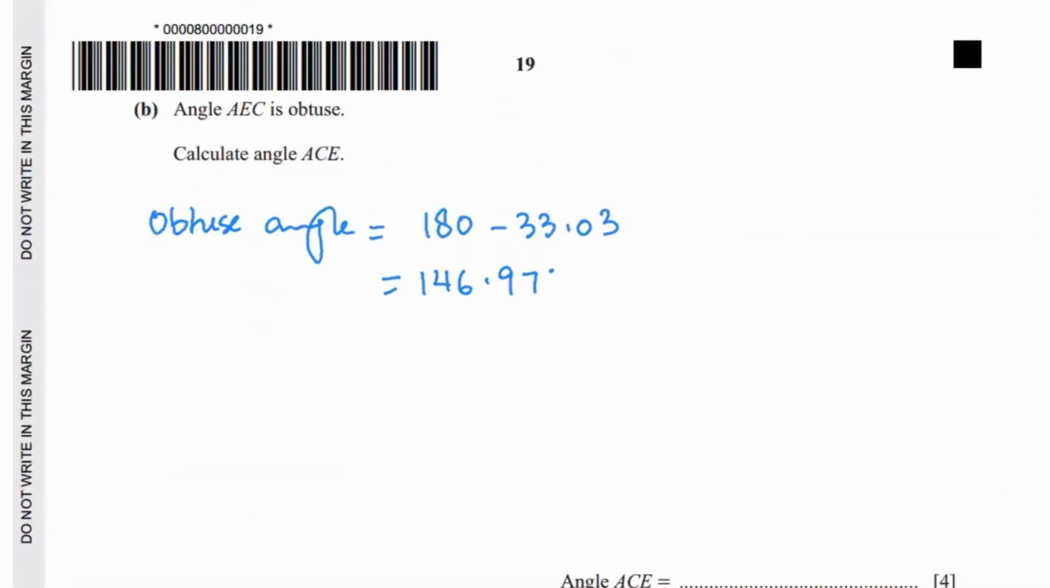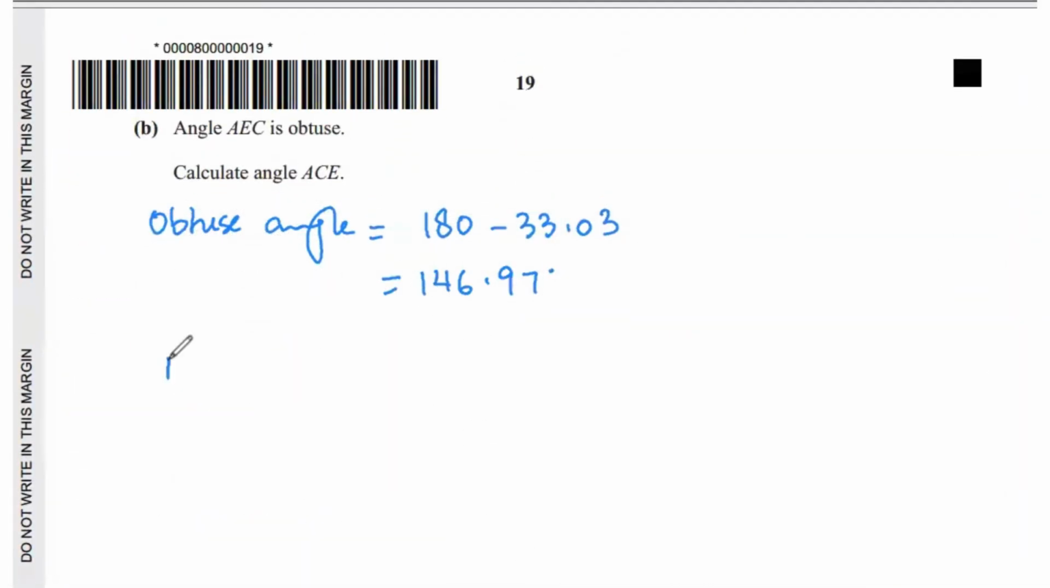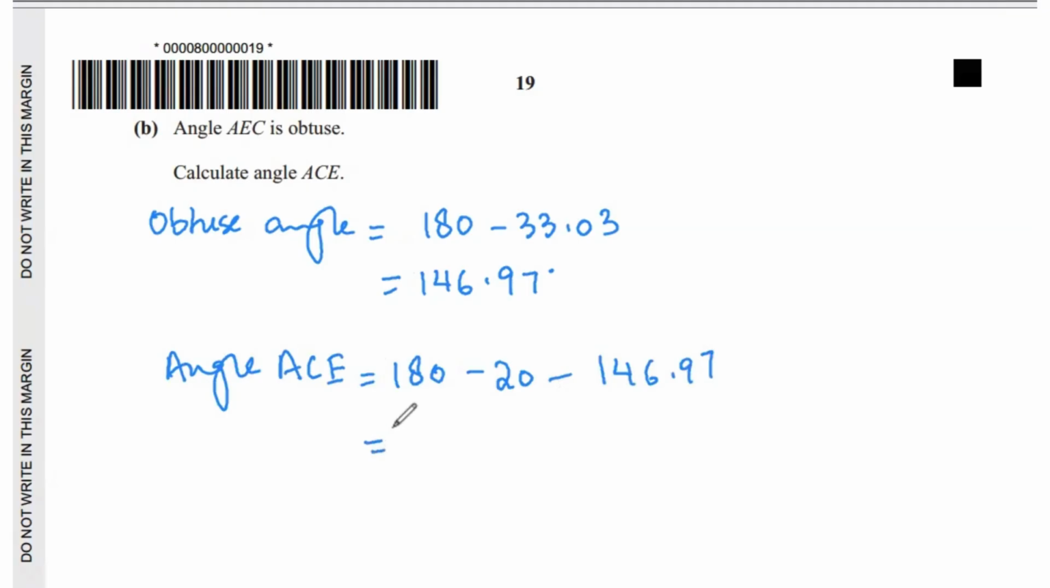Now to get ACE, ACE is the third angle over here in this triangle. So we're going to subtract: 180 minus 20, which is angle A, minus this angle. And that's going to give us the angle ACE. And that's 13.03 degrees. That is the final answer.